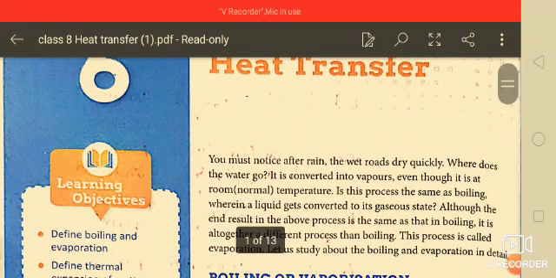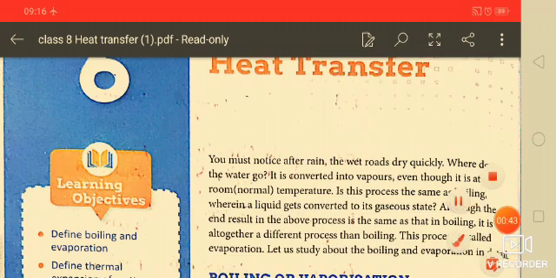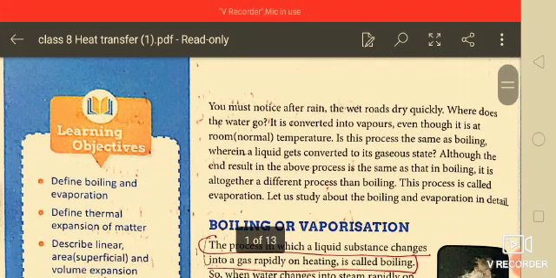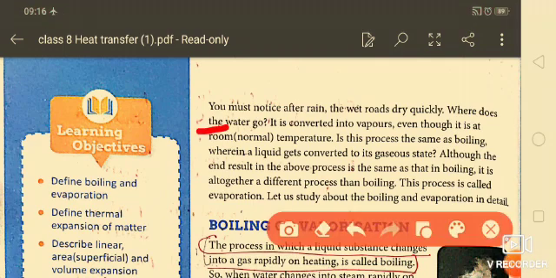So students, you have noticed in rainy season the roads become dry quickly. So roads become dry, and where does the water go? This is the question. So it is converted into vapor actually, even though it is at room temperature, that means at normal temperature, approximately 25 to 30 degrees centigrade.